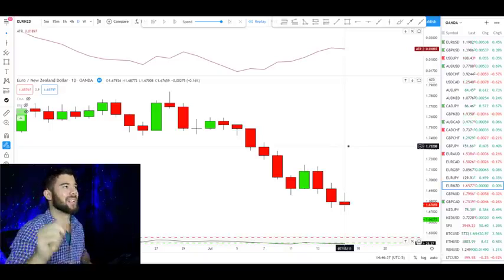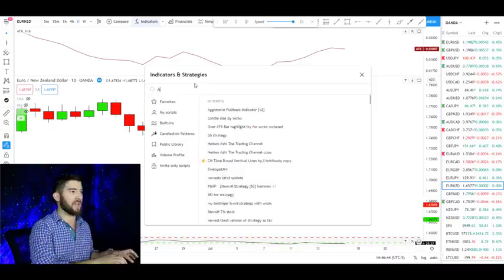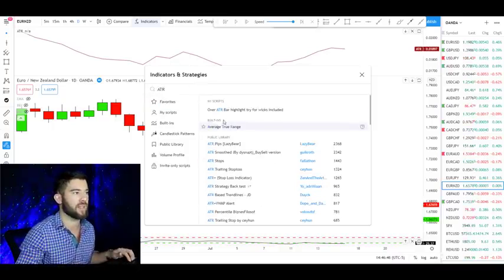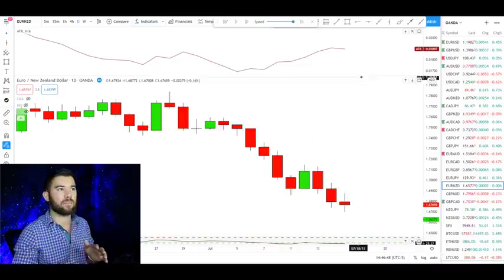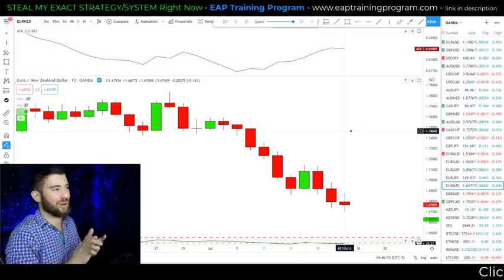But before we do that, let's talk about how to find it. On TradingView, it's super easy. You go up here to your indicator tab, click indicators, and you type in ATR. It is the first one that is called built-ins. Any trading platform should have an ATR indicator. If it doesn't, you probably shouldn't be trading with it.